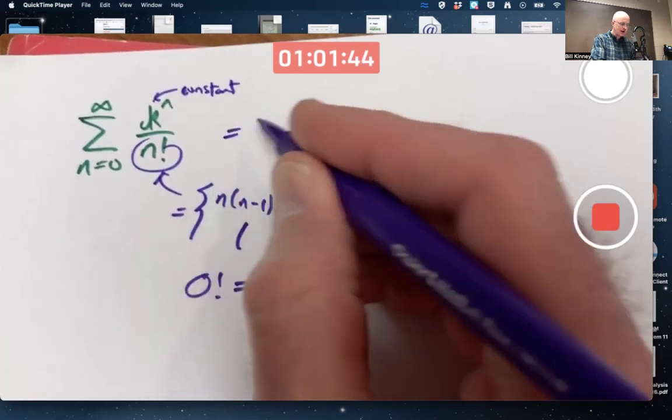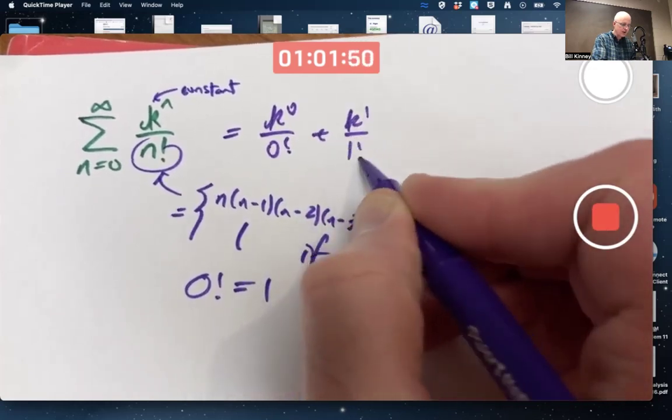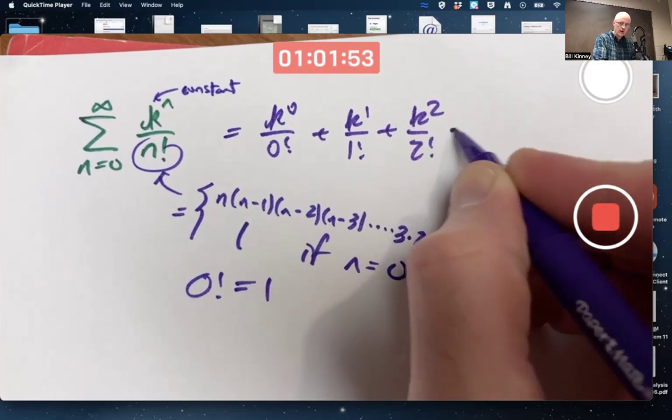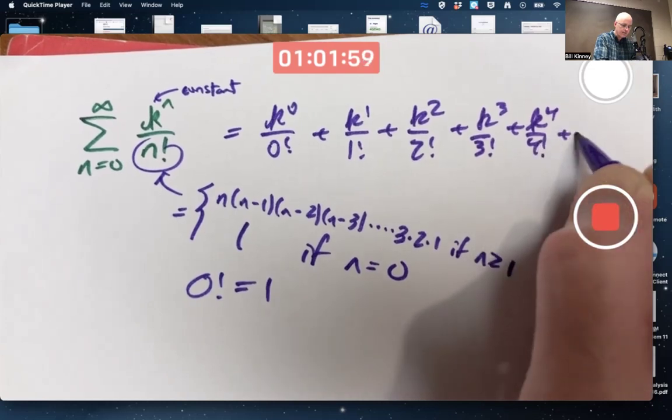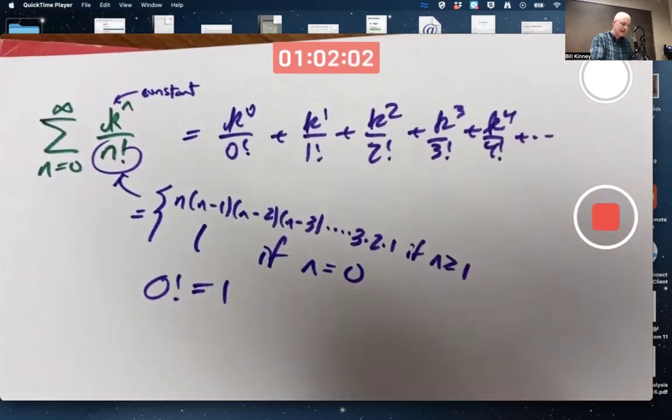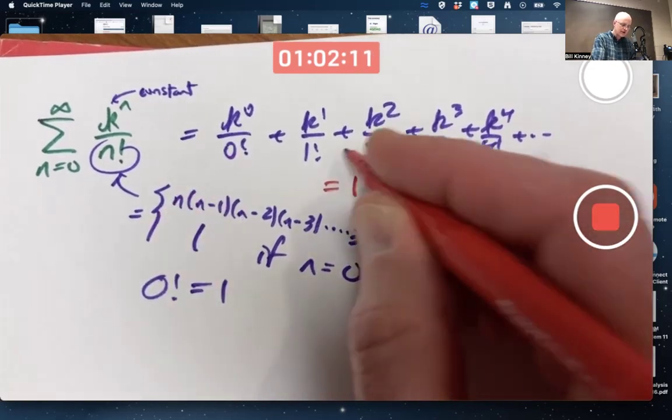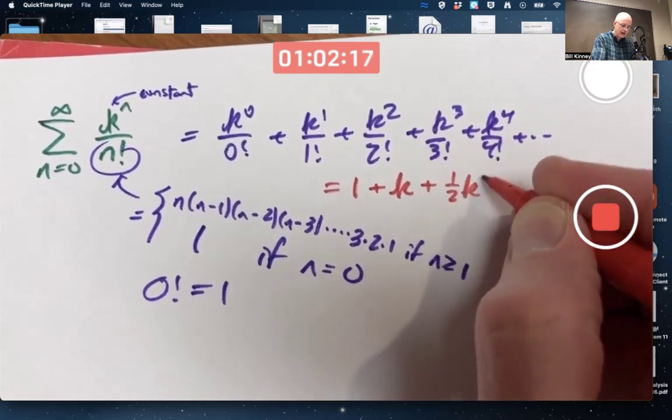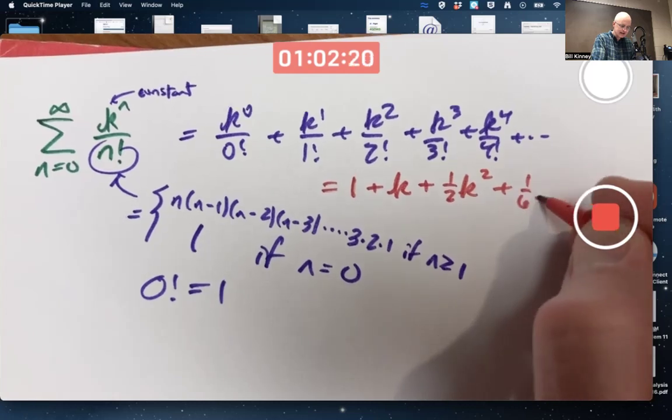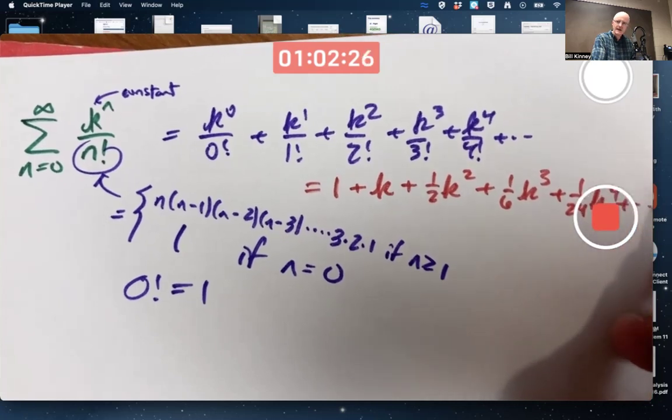k is a constant. If I write this out the long way, I get k to the 0 over 0 factorial plus k to the first over 1 factorial plus k squared over 2 factorial plus k cubed over 3 factorial, etc. If I want to simplify that a little bit, k to the 0 is 1, 0 factorial is 1. The first term simplifies to 1. The second term simplifies to k. Then 1 over 2 factorial is 1/2. 1 over 3 factorial is 1/6. 1 over 4 factorial is 1/24, etc.